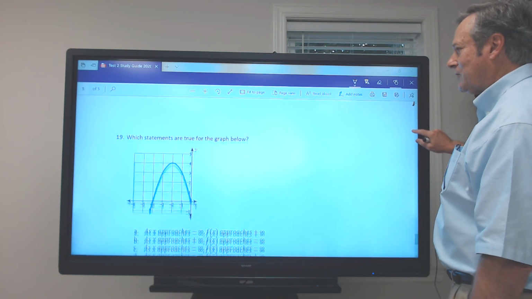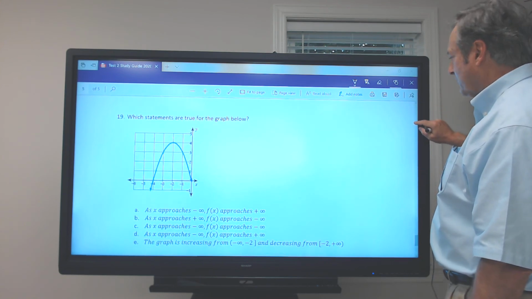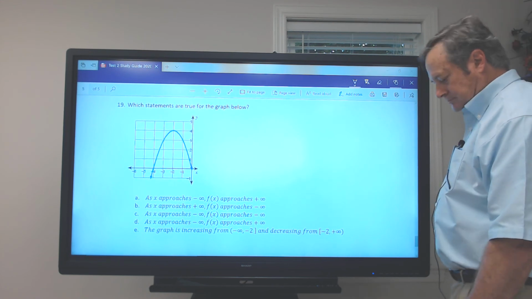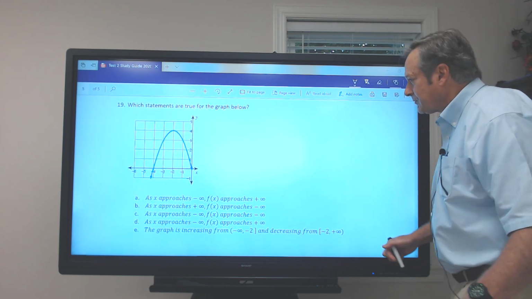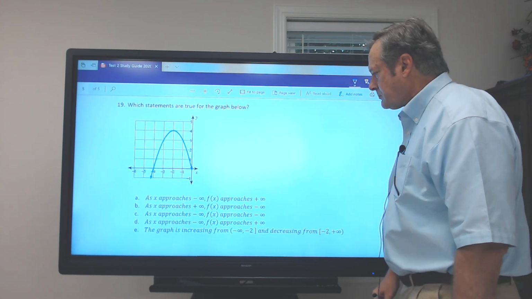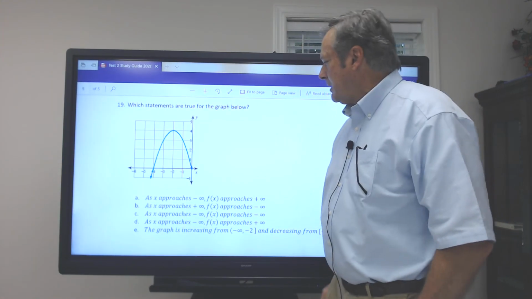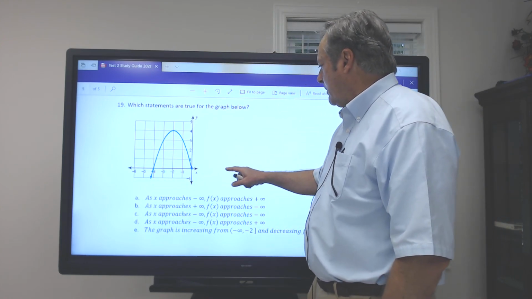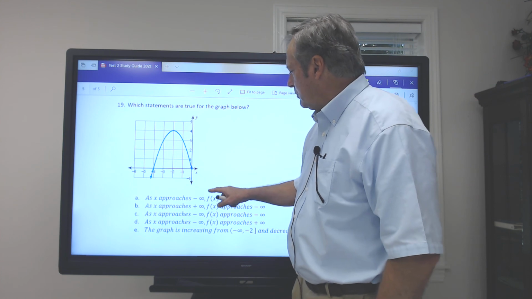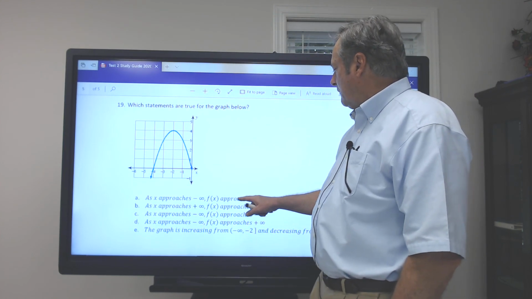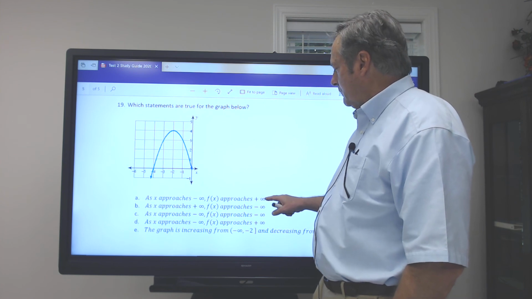Which statements, okay, this is the last one. Which statements are true for the graph below? Alrighty. Let's get a different color. So let's deal with A. As x approaches, that's positive infinity. All right. As x approaches negative infinity, meaning as we're going to the left, the y values approach positive infinity.